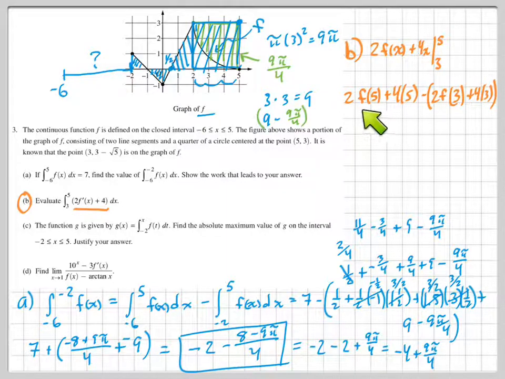F of 5 is really easy to see. It's a 0. So when I do that, it just goes away. Then I have 4 times 5, which is 20. And then I'm going to go ahead and distribute the negative so I don't mess things up. 4 times 3 is 12. So now I have 20 minus 12, which gives me 8. And now I need to know what f of 3 is.